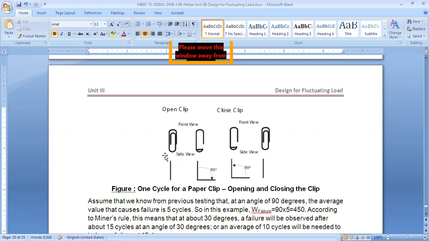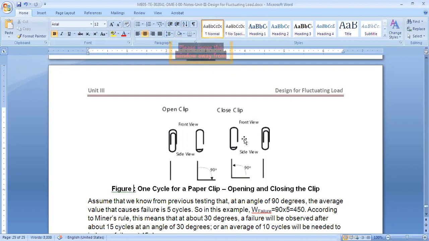So what will we do? We'll use fatigue. We'll rotate it by 90 degrees, and again bring it to 0 degrees, again 90, 0, 90, 0. Like that we'll keep doing, and it will fail after a certain point. This failure is called fatigue failure, because it is undergoing fluctuating or cyclic load. Are you getting my point?